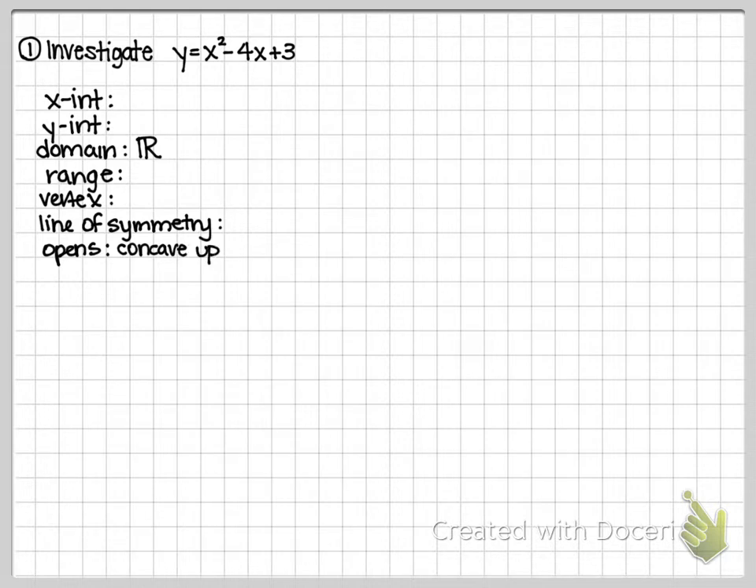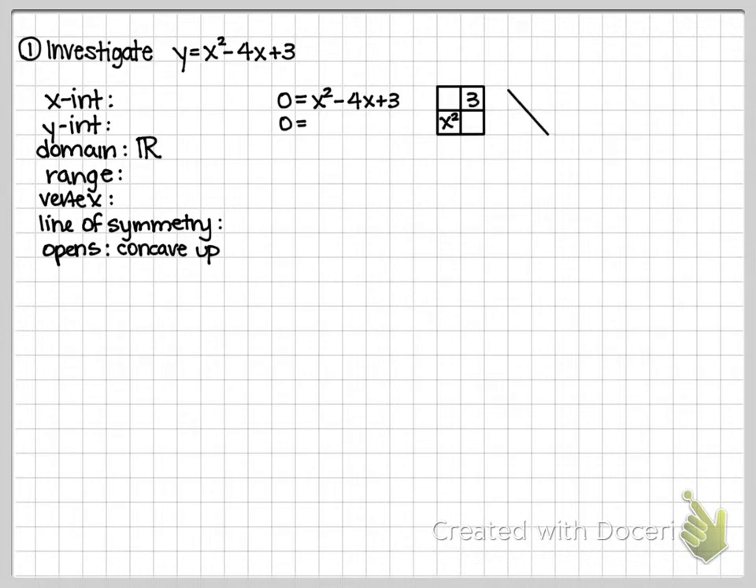Okay, let's see if we can find some of this stuff. So x-intercept. Well, remember, to find an x-intercept, we need to plug in 0 for y. So plug 0 into the other variable of the equation. So I'm going to do 0 is equal to x squared minus 4x plus 3. Now you choose your method and how you prefer to solve this. I'm going to go ahead and factor this quickly.